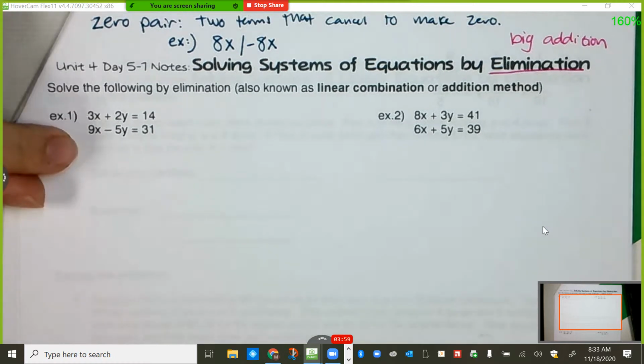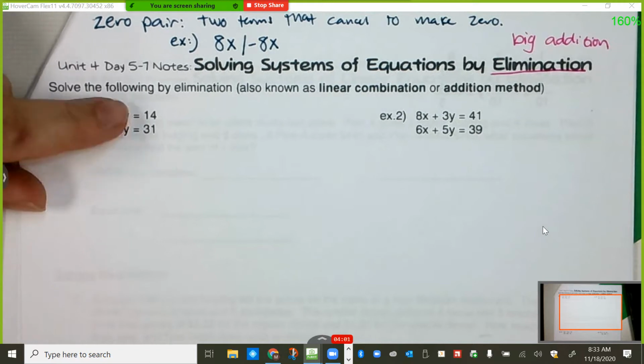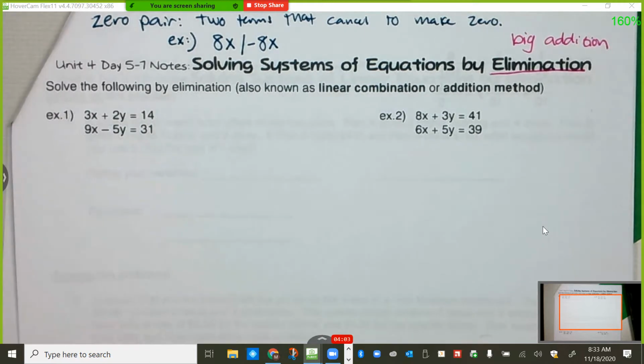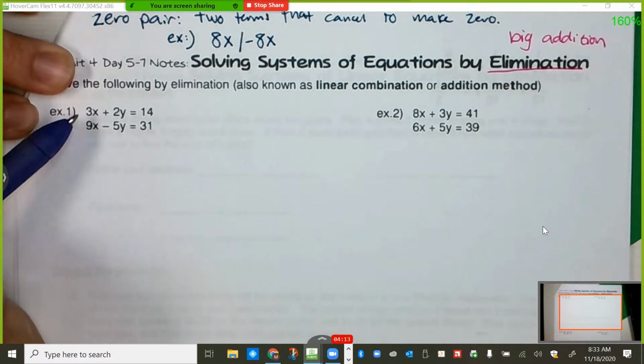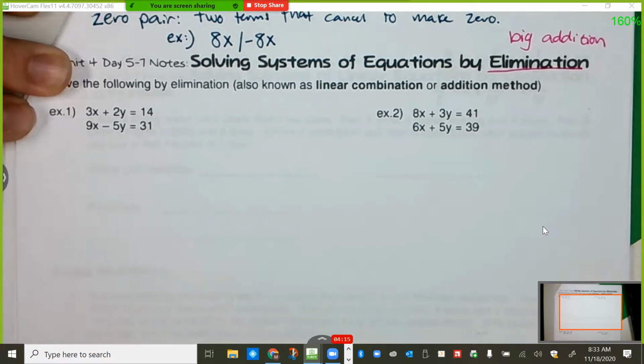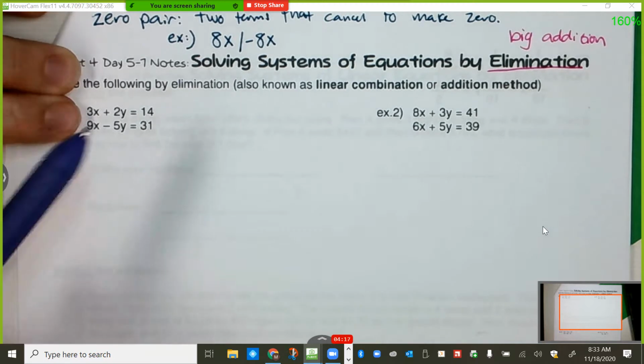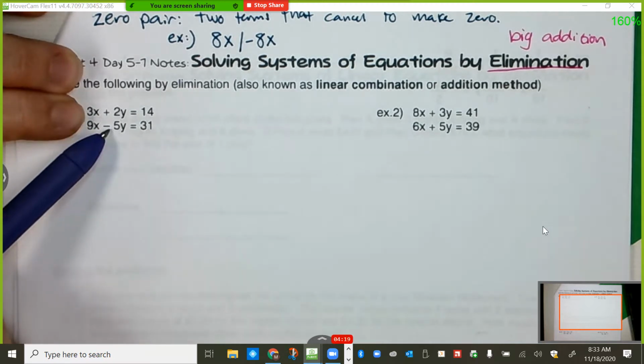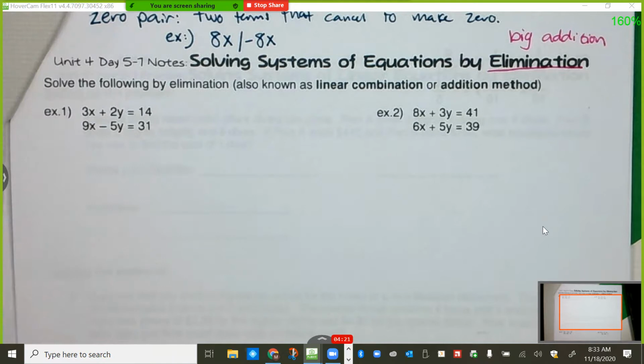So you want either your x's or y's to be a zero pair. Are either of those zero pairs yet? No, so we can make them become zero pairs. Okay, so this is how you want to think about it. Can 3 turn into 9? So right away we know x's would be an easy one. But can 2 turn into 5? No, so we don't want to do y's. Because if we do y's, we have to multiply both equations, and that's more work than we want to do.